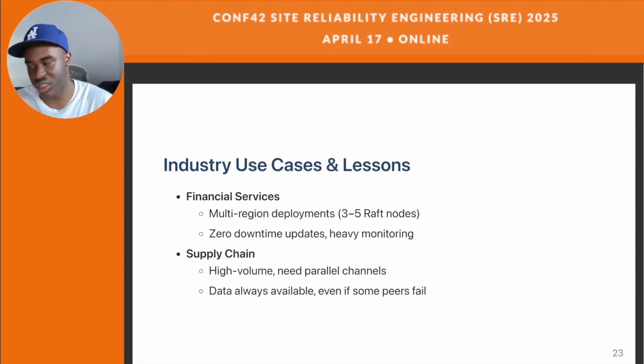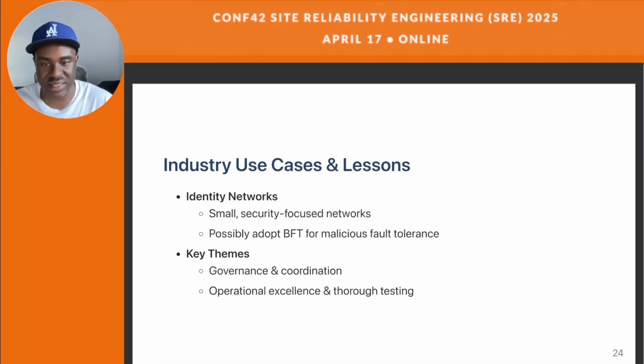Supply chain is high volume, so you need parallel channels, and you also want data always available, even if some peers fail. For identity systems, very security-focused networks will possibly adopt BFT for malicious fault tolerance. In every one of these cases, the ops team heavily invests in monitoring, scaling, and testing.